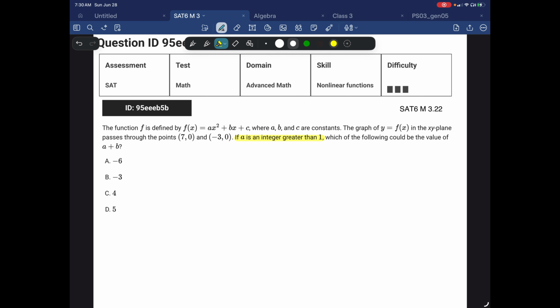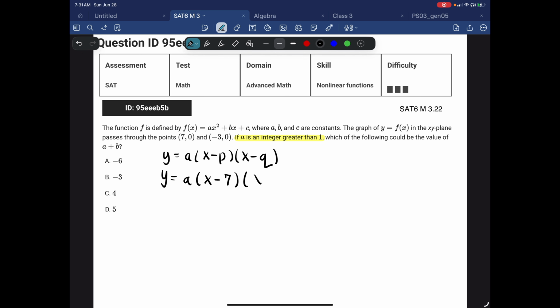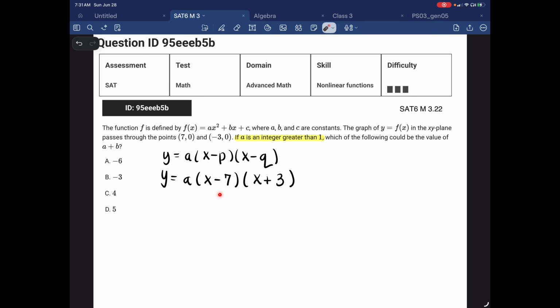Cool. So I have roots, so I know I can build an equation using that. So I'll do y equals a(x minus p)(x minus q). Then I can just plug in my values. It'll be y equals a(x minus 7), and since it would be x minus negative 3, it's just x plus 3. Cool. Now, my goal is to get this in the form of this so that I can just match coefficients.